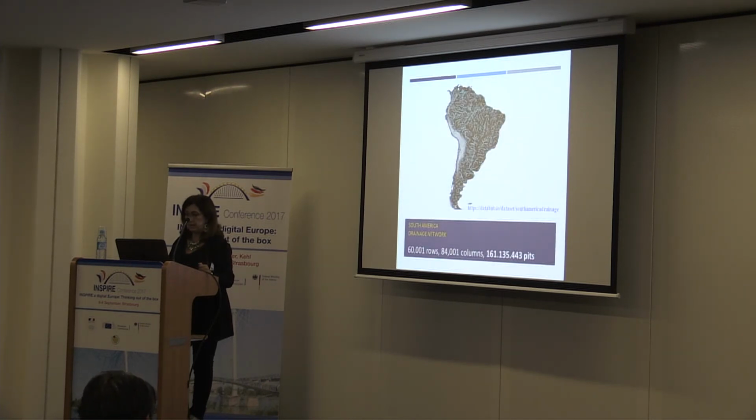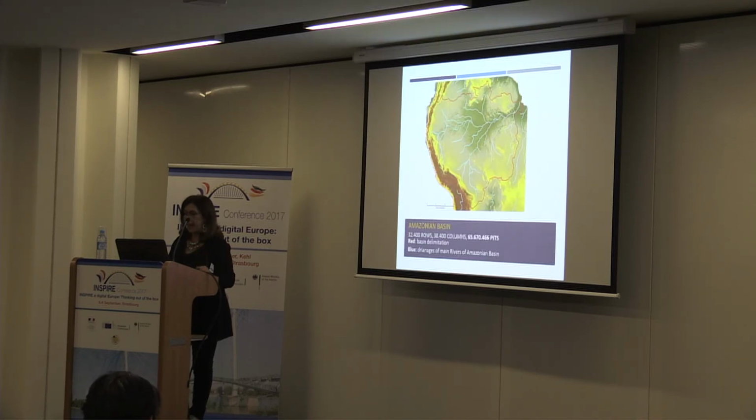This is the picture of the images of data about South America that is available at this address. The clear blue lines are the drainage network. And this is the data about the Amazon basin. And we have just the red, which is the contour of the basin of the Amazon.